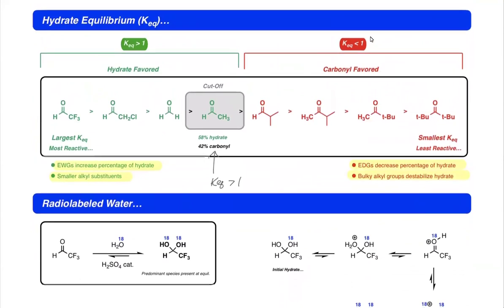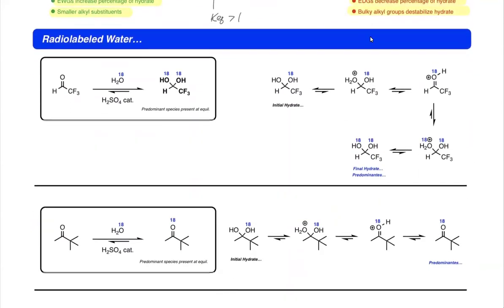Before we do questions relating to KEQ and hydrate formation, let's think about using a radiolabeled water molecule. Radiolabeled water would have an O18 as opposed to regular oxygens, which would be O16. Now looking at this molecule here, notice how it is more reactive than acetaldehyde, which means that assuredly here, KEQ should be greater than 1. That means that in this equilibrium of reacting with water and acid, we should expect to form a predominance of hydrate. The principal species at equilibrium will be hydrate, and notice specifically the principal species would have 2 radiolabeled O18s in the structure.